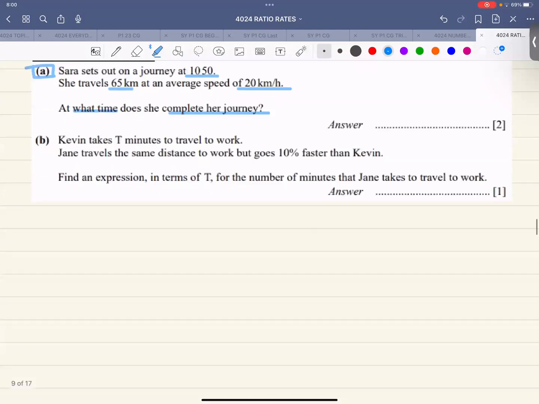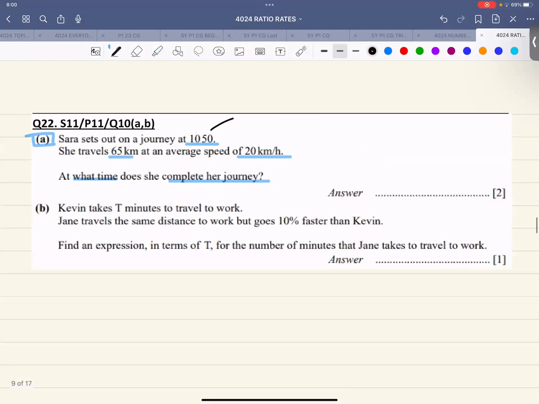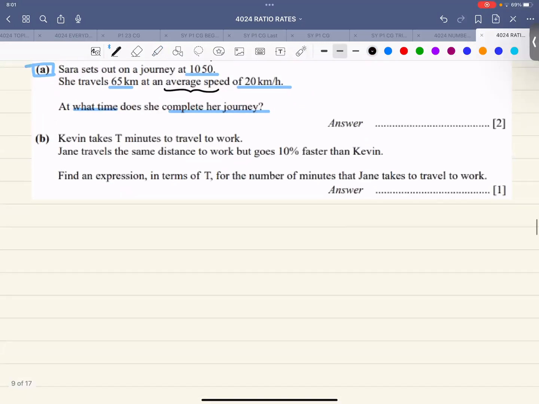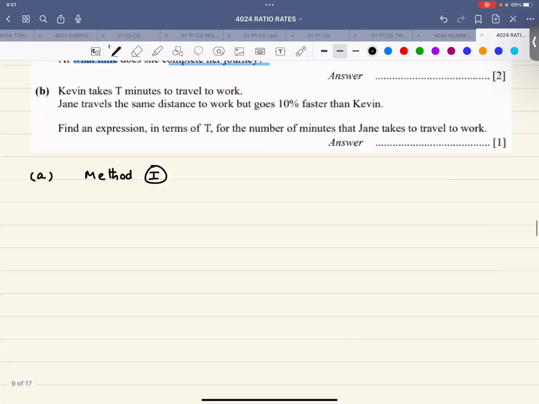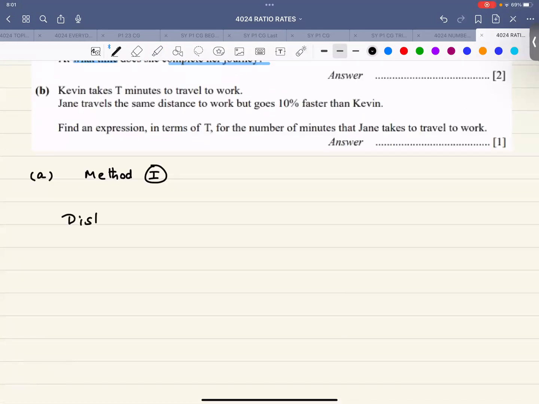Now, there is this time thing associated over here. That is the 24-hour clock. That knowledge will be used. But at the same time, this average speed knowledge is also used. So now when we talk about part A, there are two ways in which I can work it out. Let's focus on method one. That is using the formula, distance is speed into time.